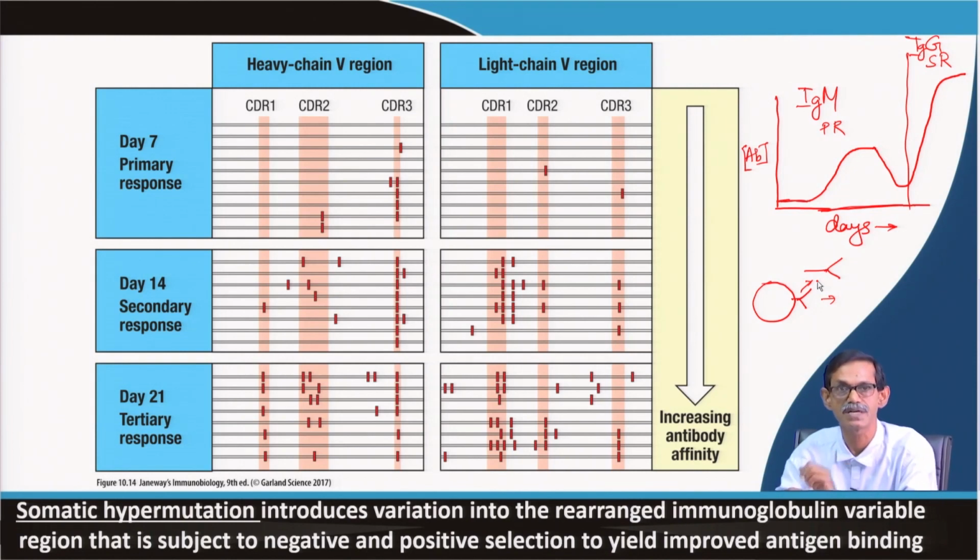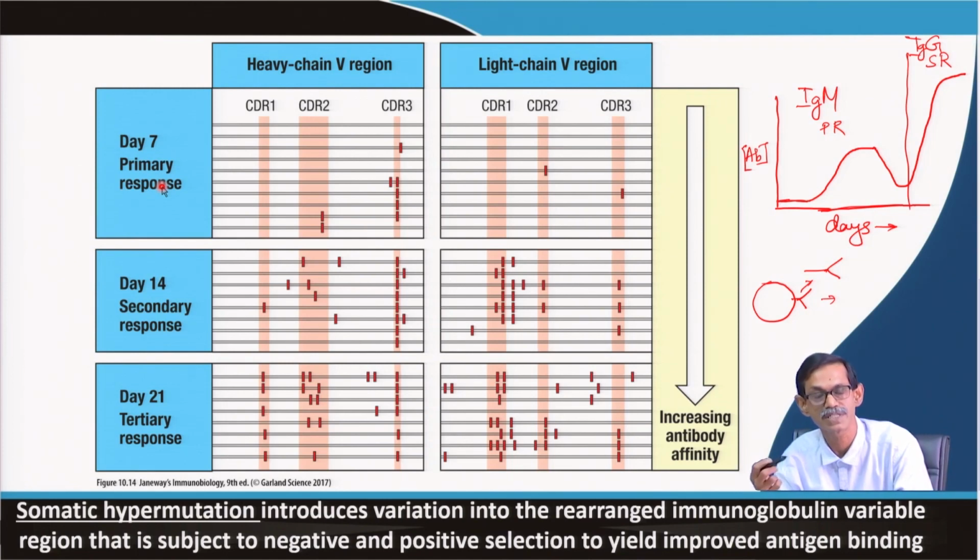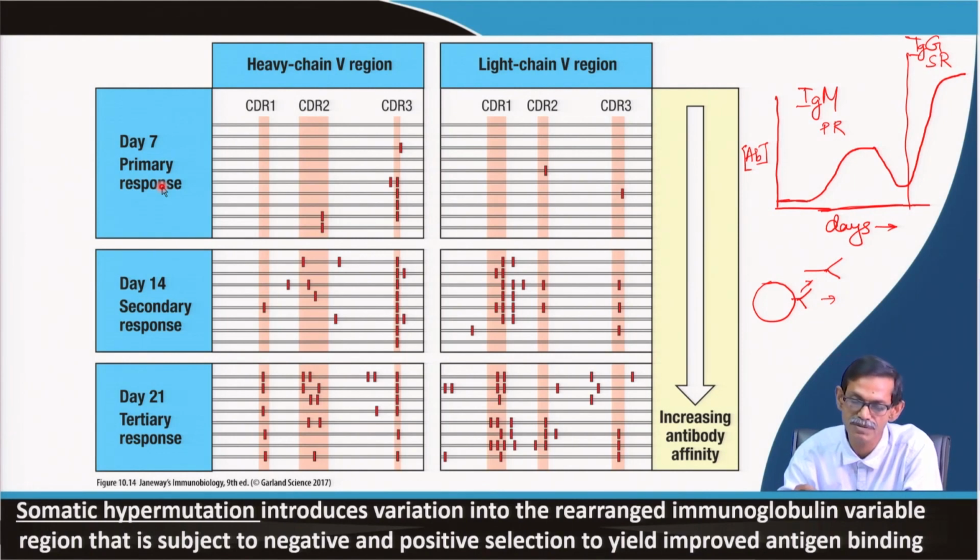If you see this figure, this is the heavy chain variable region and this is the light chain variable region. This is the primary response, day 7. The B cells are proliferating and converting to plasma cells, producing antibody. During that time mutation also occurs. What is the rate of mutation? You see, these red spots are the mutations. You see very few mutations here and there.